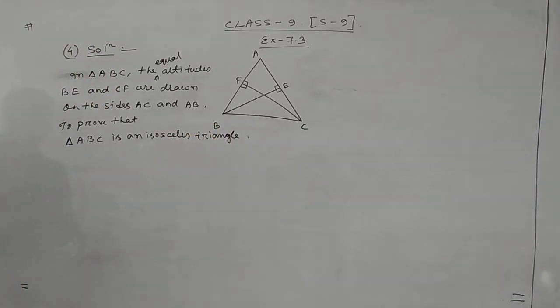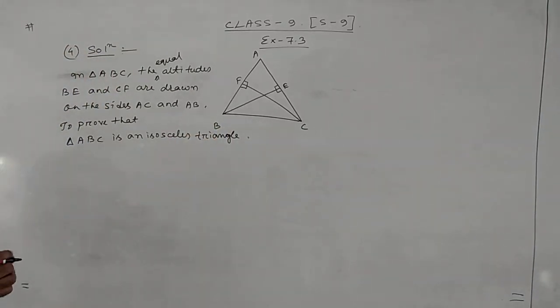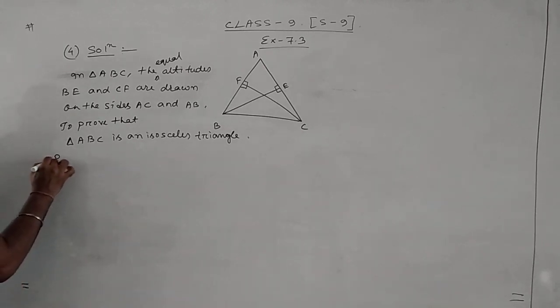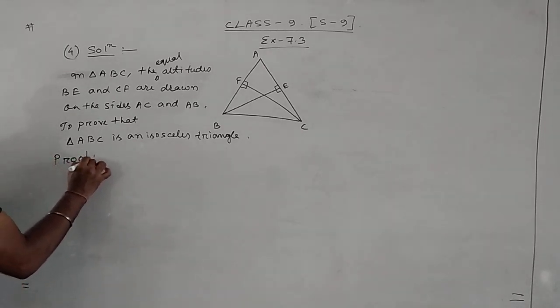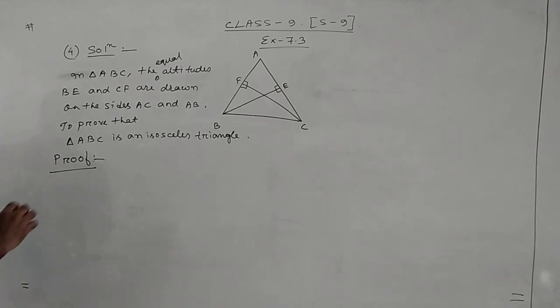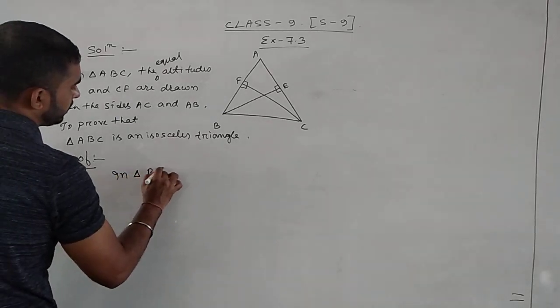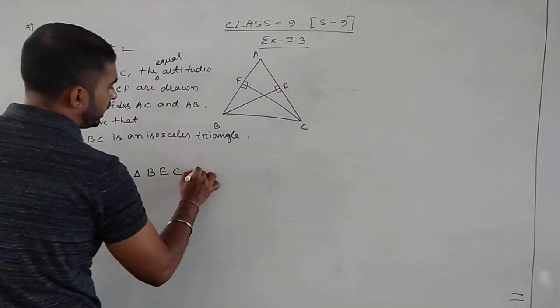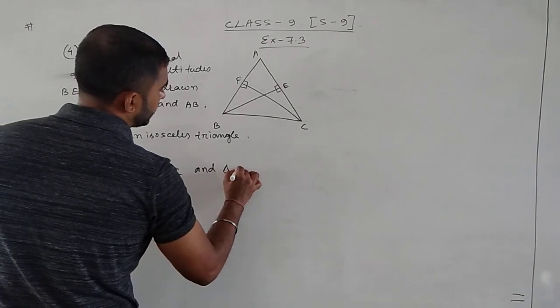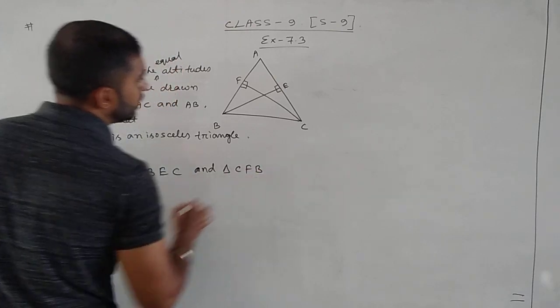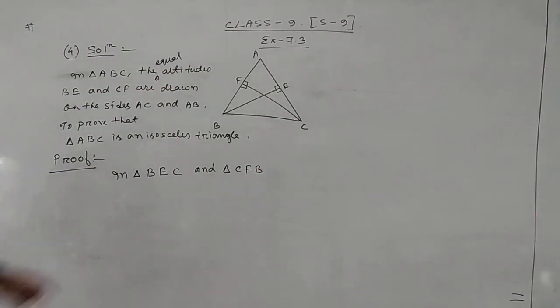To prove that triangle ABC is an isosceles triangle. There is no construction, so no need. Now proof. In triangle BEC and triangle CFB.